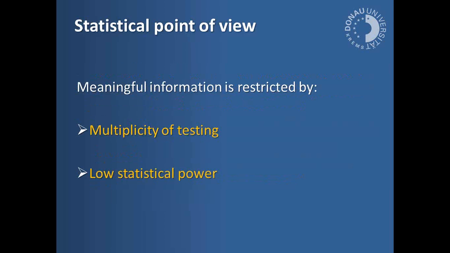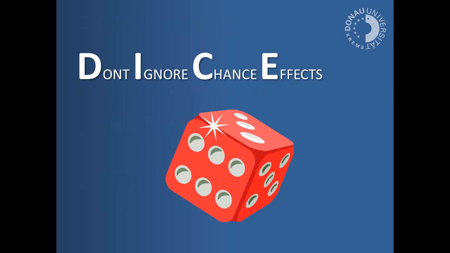The statistical point of view is a little bit different, because the information is mainly restricted by the multiplicity of testing and the low statistical power. That is usually a big problem of subgroup analyses. So the dice could mean for us: don't ignore chance effects. This is a very important statement, especially for subgroup analyses and especially when you do a lot of subgroup analyses.